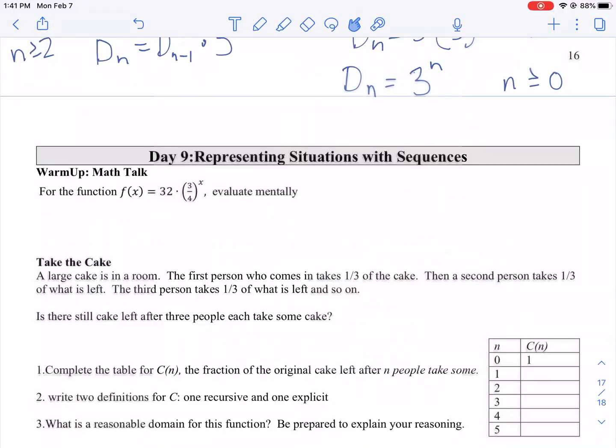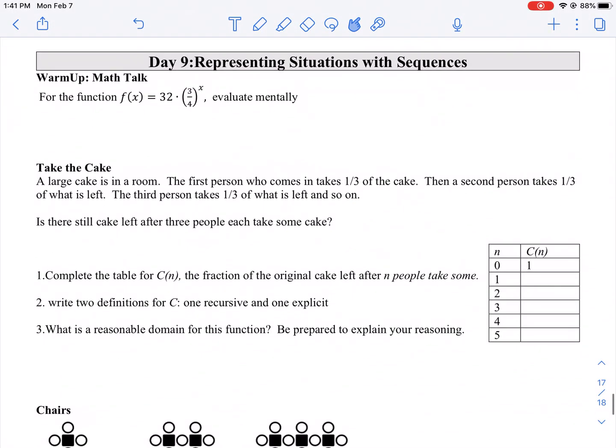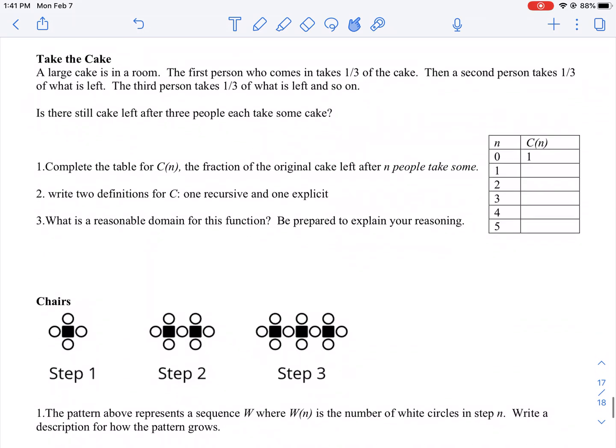So day 9, as of today, we're taking a look at how you event this mentally. And again, I'll put up some numbers there and you'll take a look at it. So first thing we're going to do today is take a look at a couple situations.